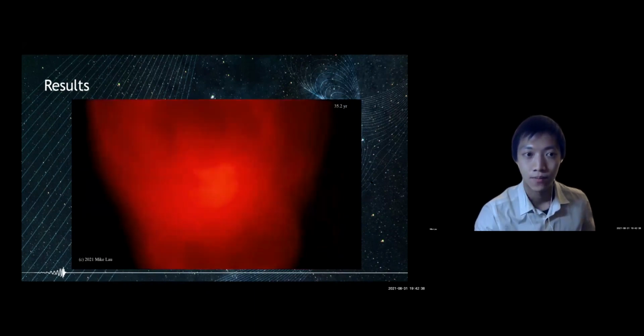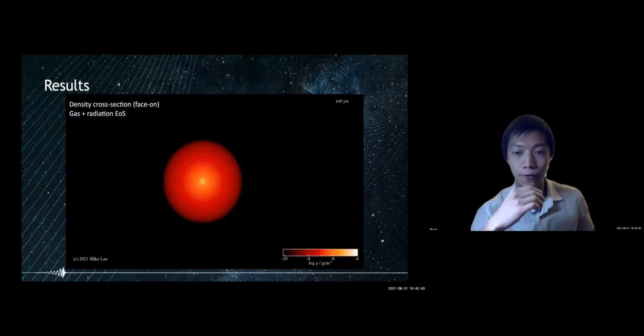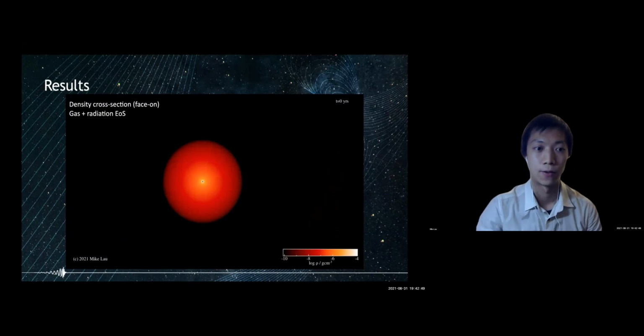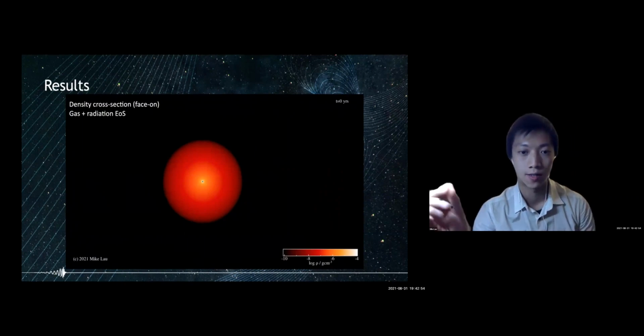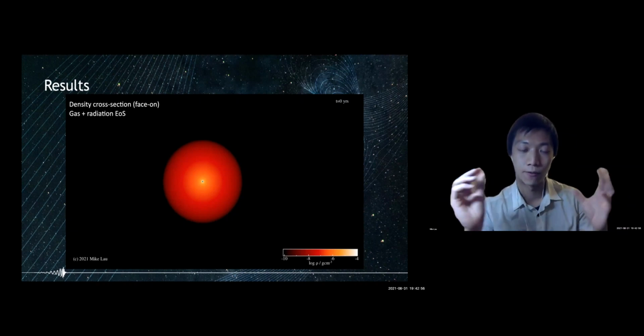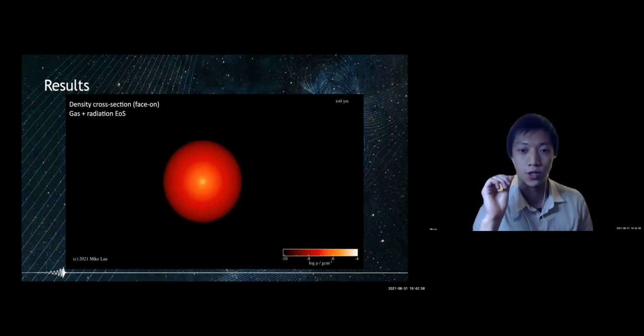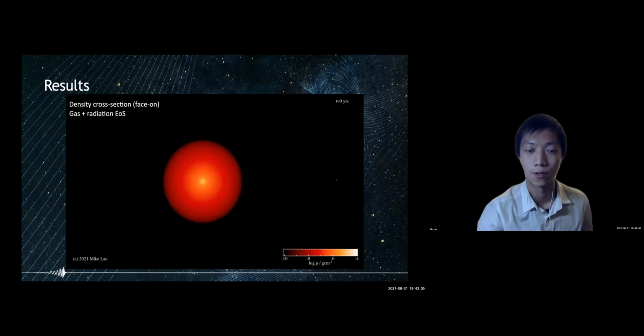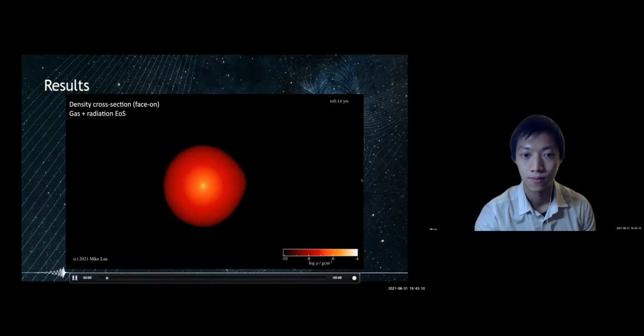There we have it. Now I'll show a movie from our high resolution simulations, but now showing a density cross section. So we're looking face on onto the orbital plane. This is for the gas plus radiation equation of state. And at high resolution, we start with the donor and companion slightly closer to each other, such that the donor overfills its Roche lobe by 30% due to computational resource constraints. So I'll play the movie now.